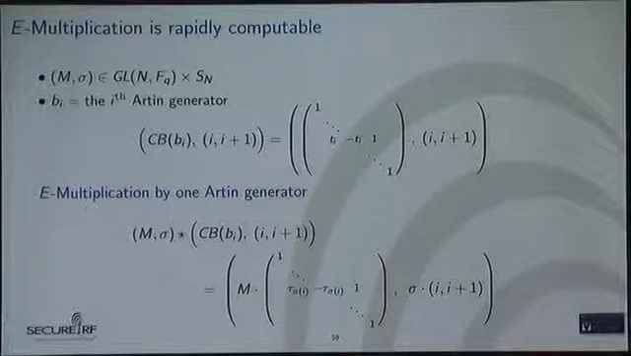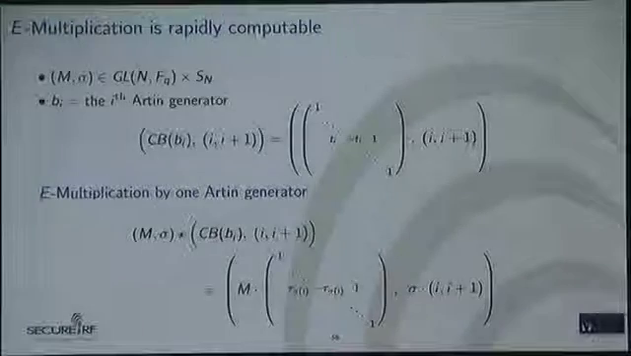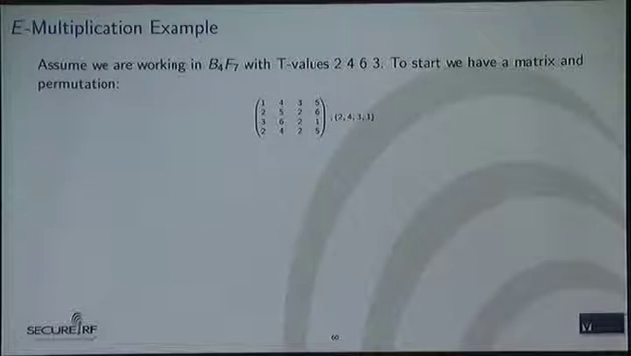So this is showing the mathematics of an E-multiplication. Let me give you a concrete example, because I don't work well in math variables, and I'm sure a lot of you don't either. Using B4, you get a 4x4 matrix. Let's use F7 because it's a nice, small prime. So if you start with this matrix and that permutation, and I just chose some random t-values of 2, 4, 6, and 3.